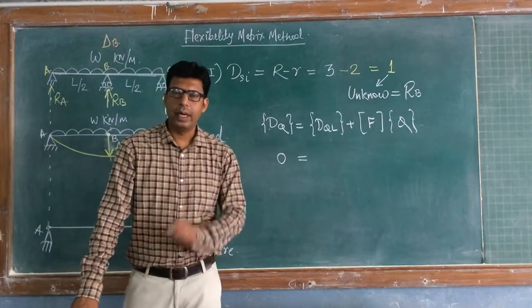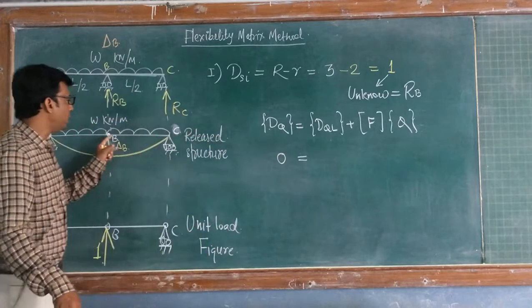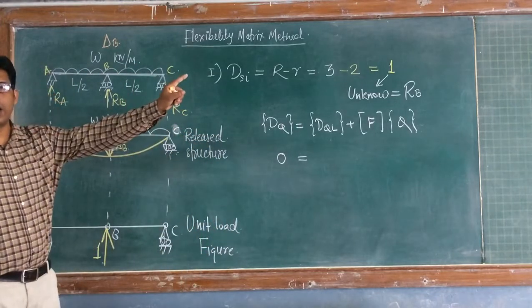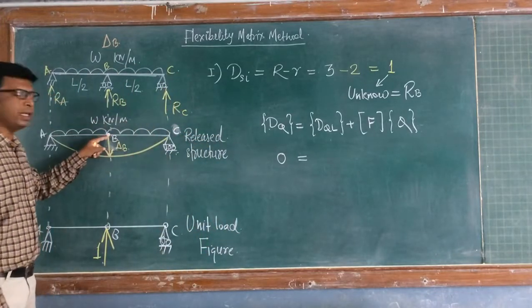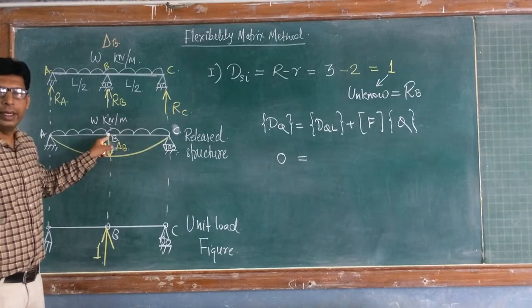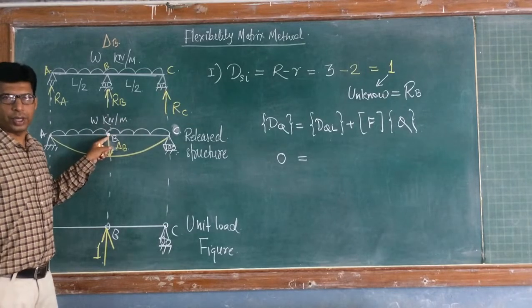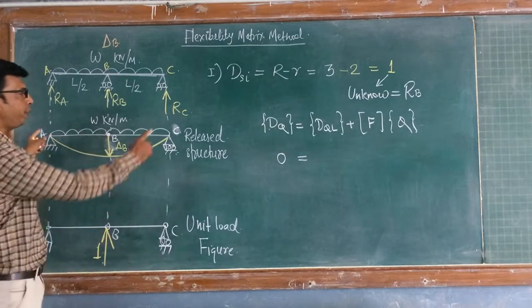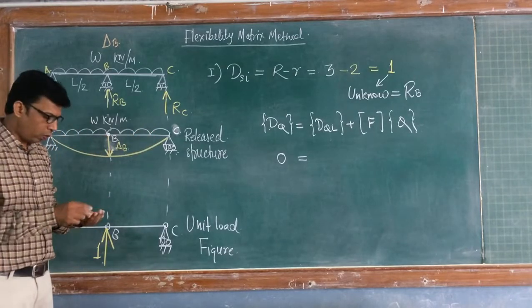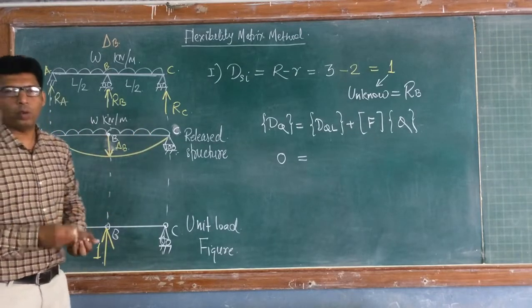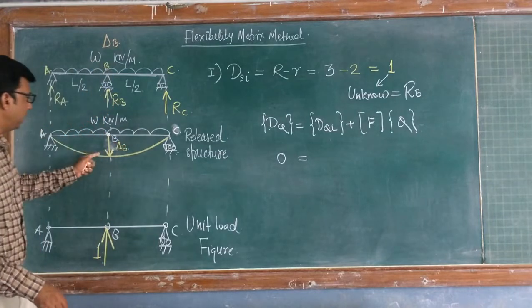Deflection at point B, that is the value of DQL. It is the displacement corresponding to unknown reaction RB, meaning at point B. What is the displacement at point B in the release structure? That is DQL. Now, a simply supported beam subjected to full span UDL.